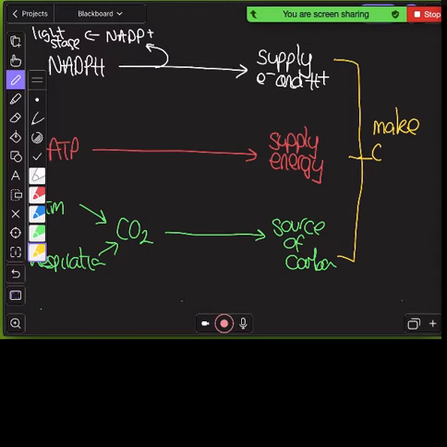No takers? So the dark stage will make the general formula CxH2OY. So that's telling you it's making carbohydrate. And as far as we're concerned, that carbohydrate is usually glucose. So it'll be C6H12O6. And that is your diagram for the dark stage. So in comparison, it's really easy.